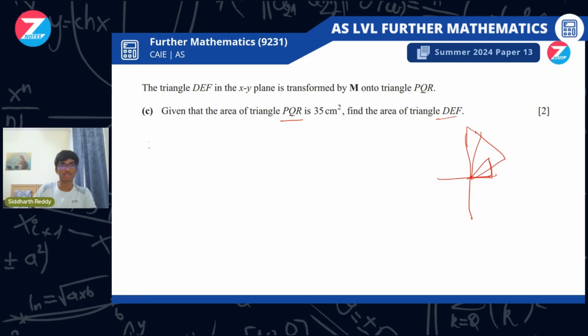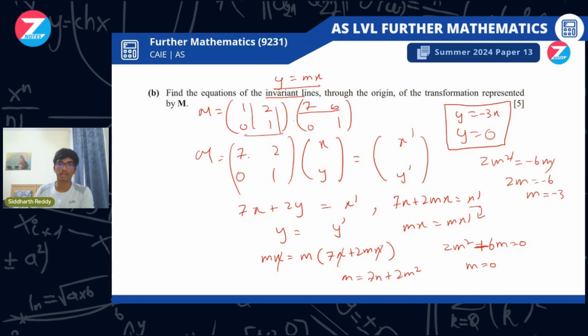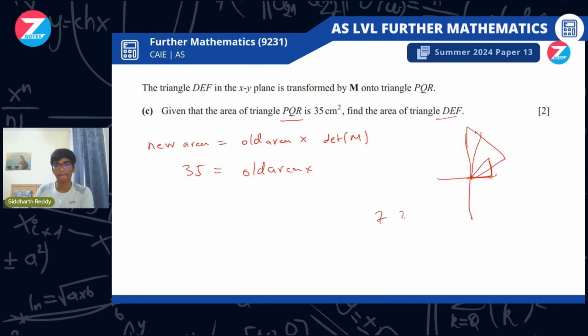will be the old area times the determinant. So the new area they gave as 35. So old area times determinant of M. Determinant of M, we have that M is 7 2 0 1. So the determinant will be AD minus BC. So 7 times 1 minus 2 times 0, which is just 7. So old area is equal to 35 by 7, which is just 5.